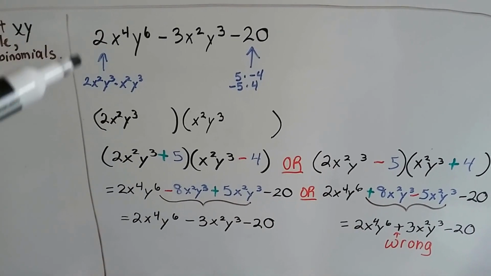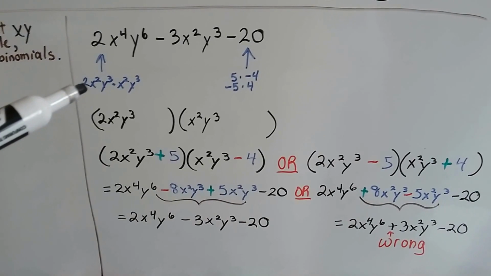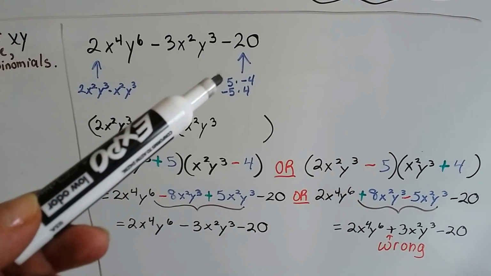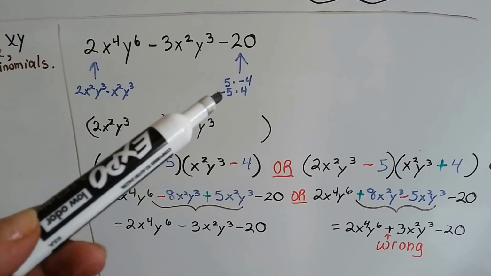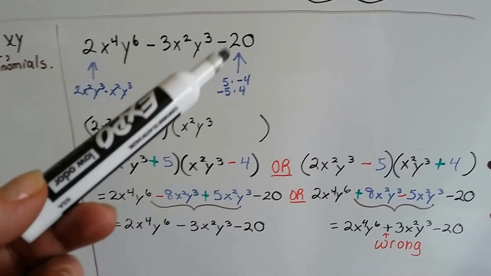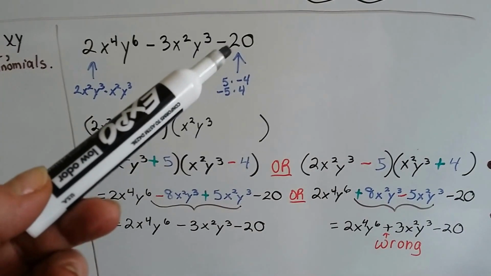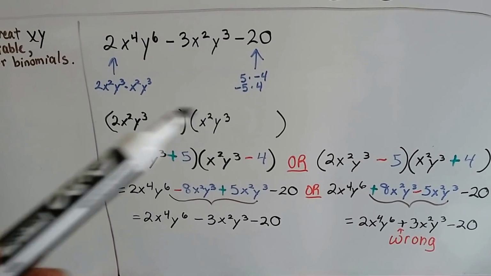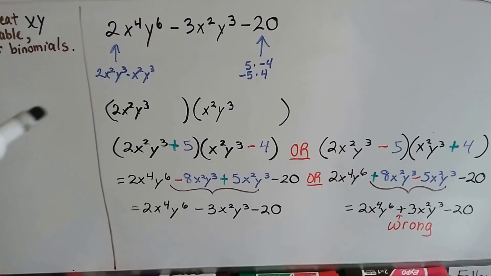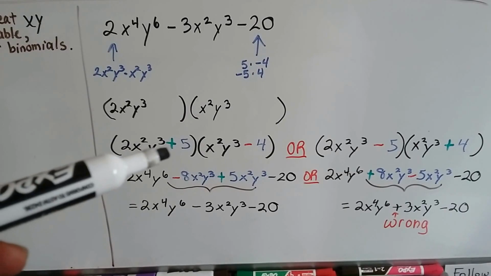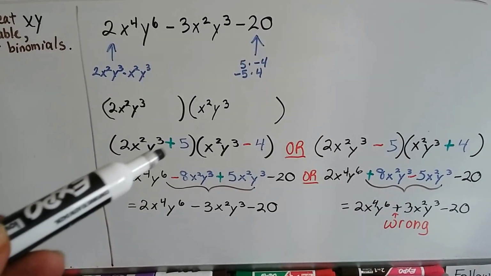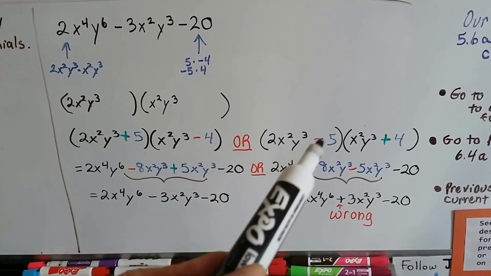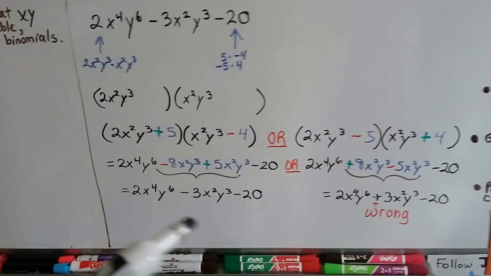We can break this up as 2x to the second y to the third times x to the second y to the third. We can break this negative 20 up as a 5 times a negative 4 or a negative 5 times a 4. It's going to be a negative constant, isn't it? So we're going to have two different signs, a positive and a negative, or a negative and a positive. So what we do is we try plugging in the positive 5 and the negative 4 to see what happens. And we can try plugging in a negative 5 and a positive 4 to see what happens.